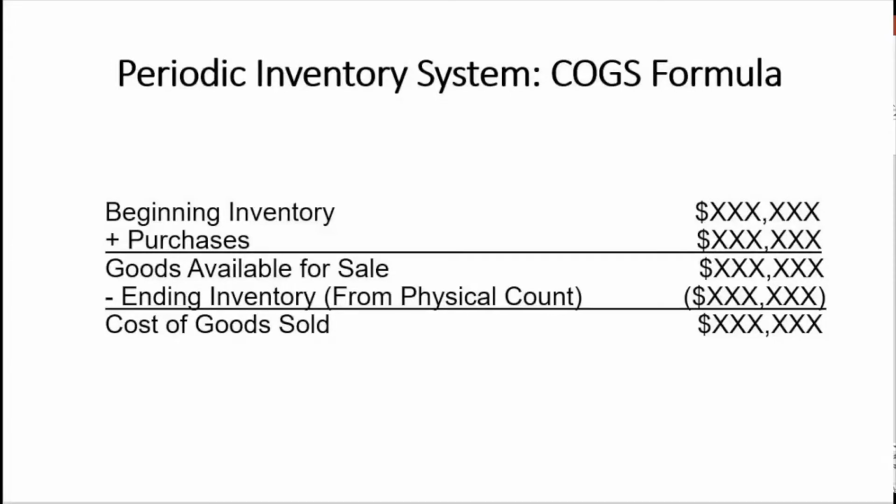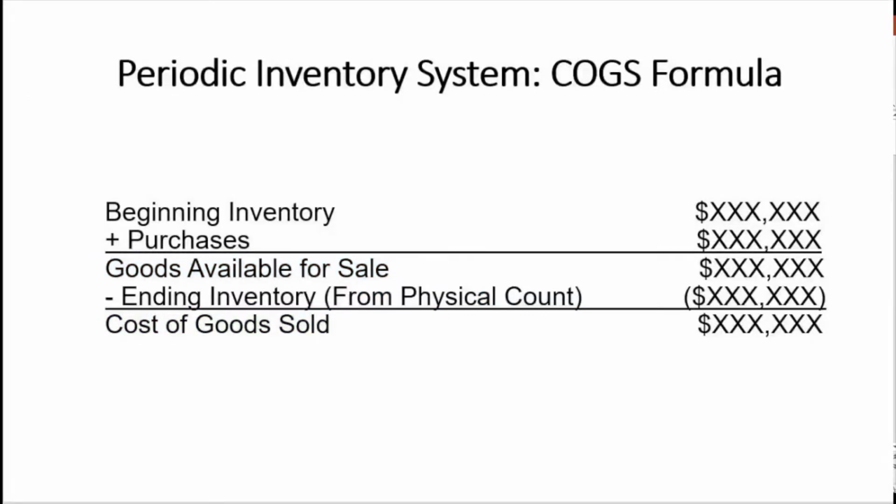So you can see we have our formula on the screen here. We have beginning inventory plus purchases equals goods available for sale minus ending inventory. As I mentioned, that is generally from a physical count, and that will equate to cost of goods sold.